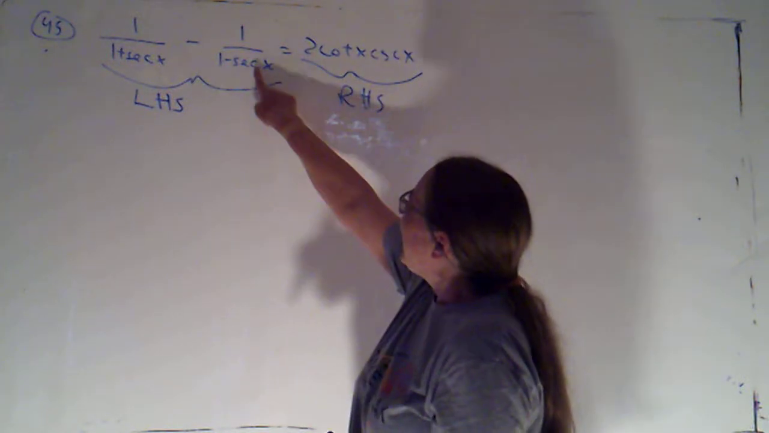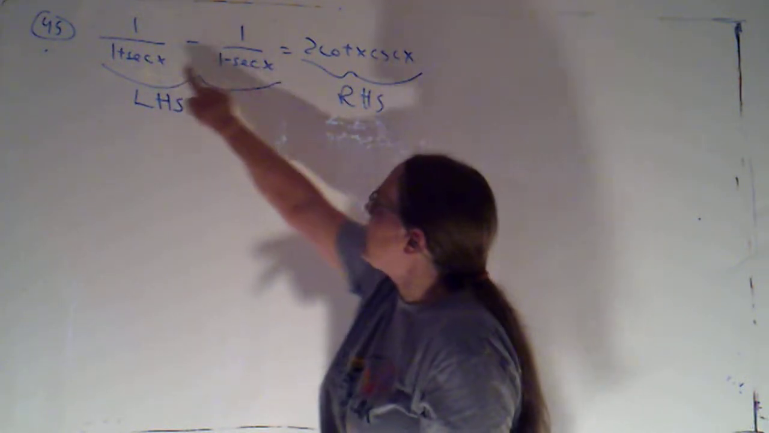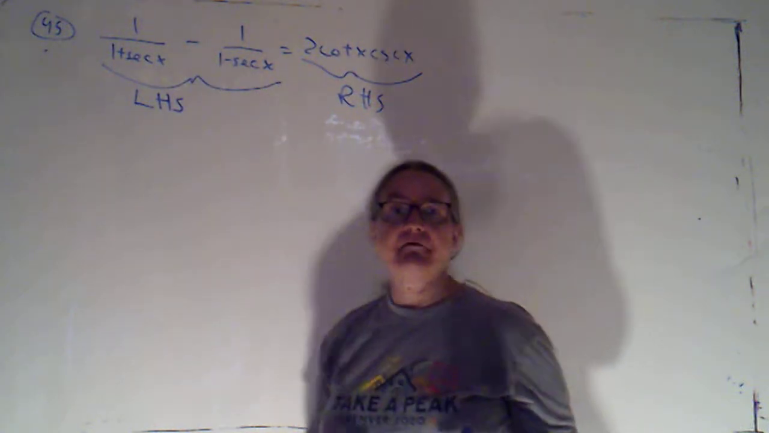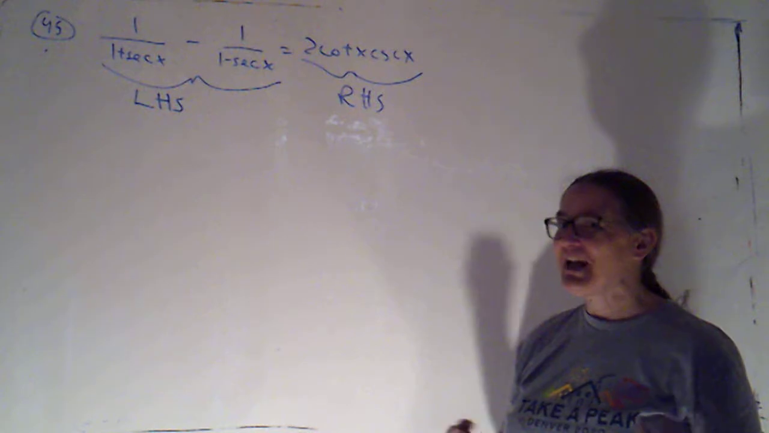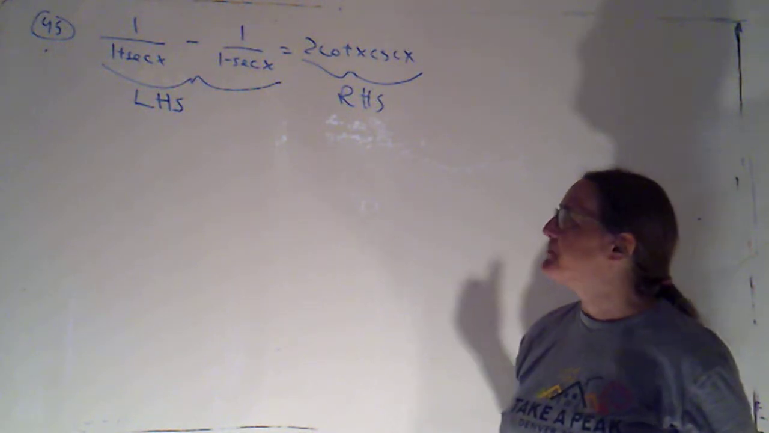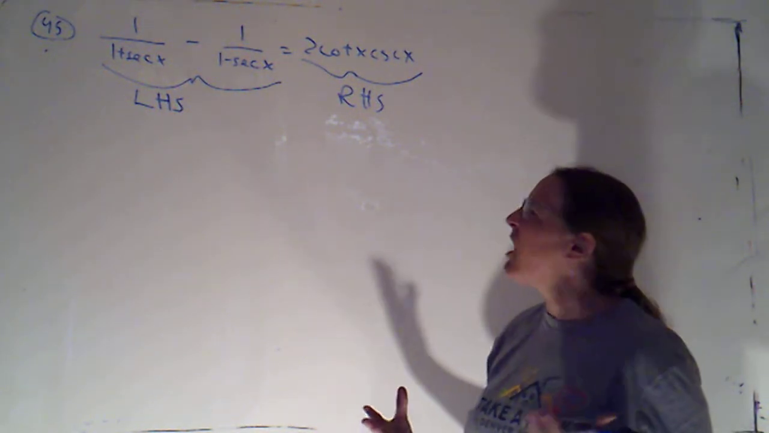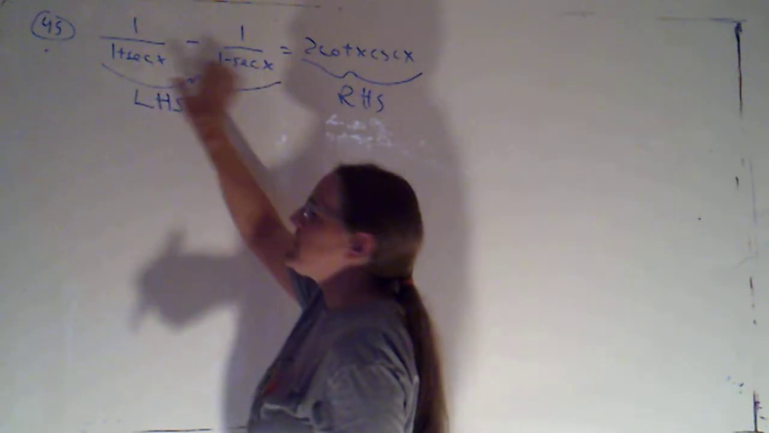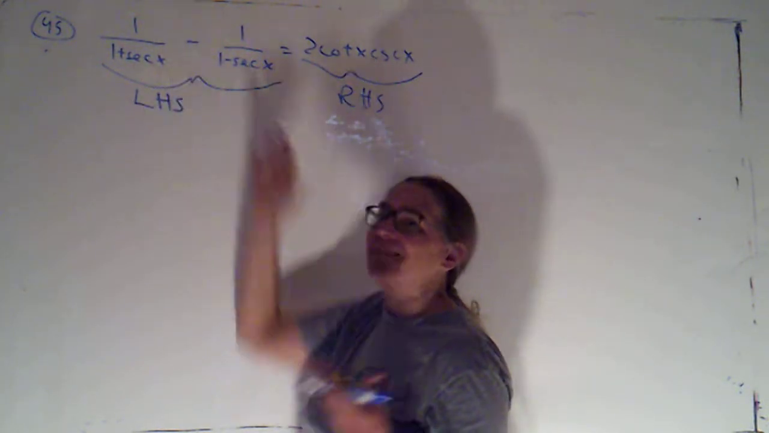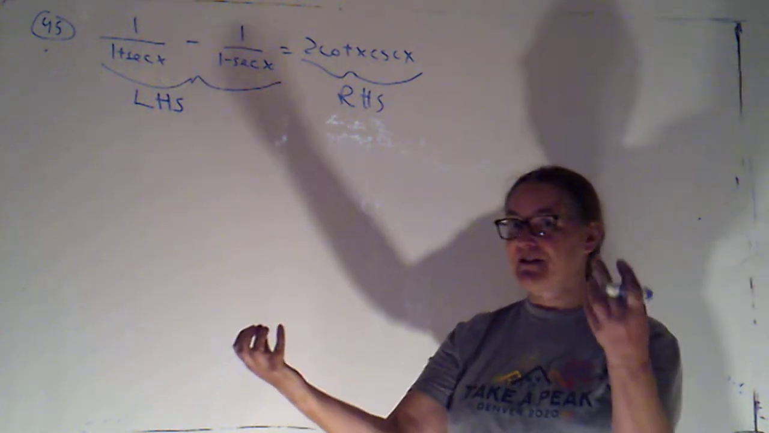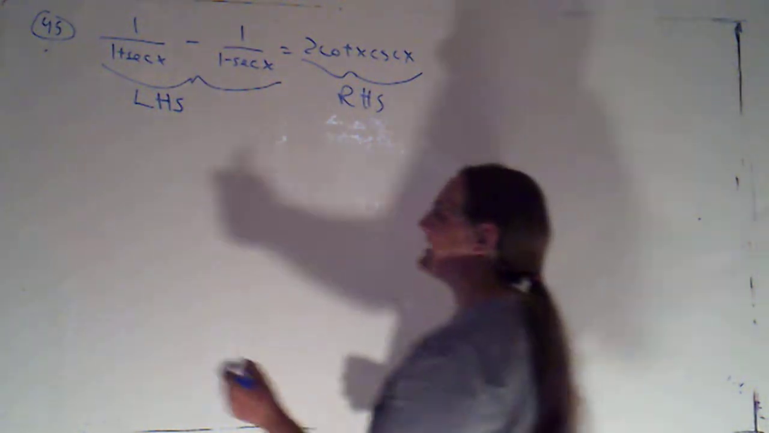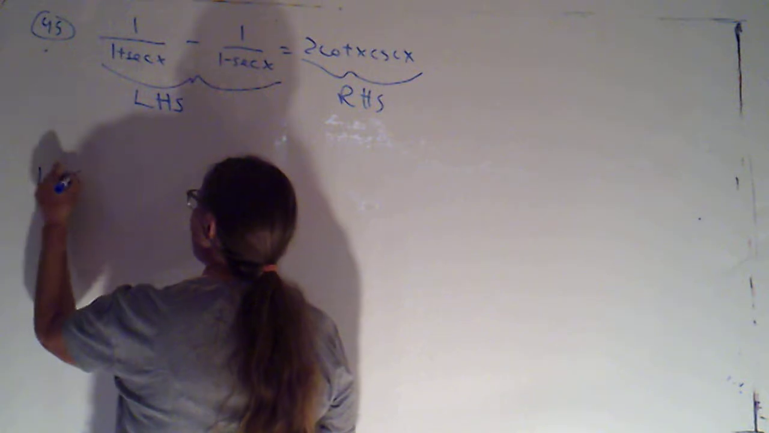Okay, and I kind of like that because I notice that these denominators that I have happen to involve the same two terms, a 1 and a secant, but connected with the opposite sign. So I kind of like that because my least common denominator is going to be just the product of those two, and that's going to give me a difference of 2 squares. Because anytime I multiply a sum times a difference of the same two things, I get a difference of 2 squares. So let's see what happens.